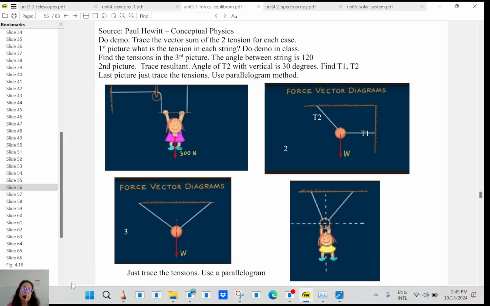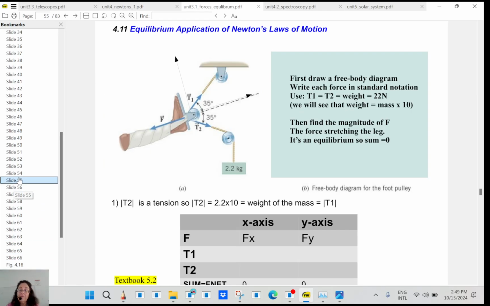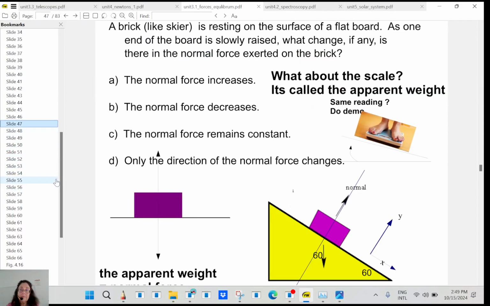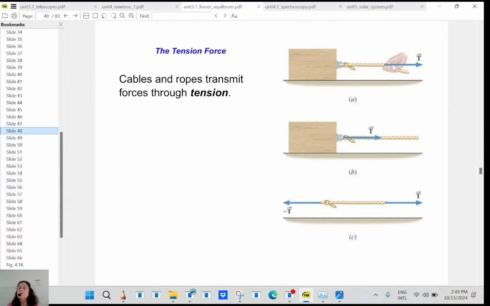So for example, if I go back to tension, the rule is that the force is transmitted along the rope. So at any point, if you cut that rope at that place here, it's going to be the same tension.